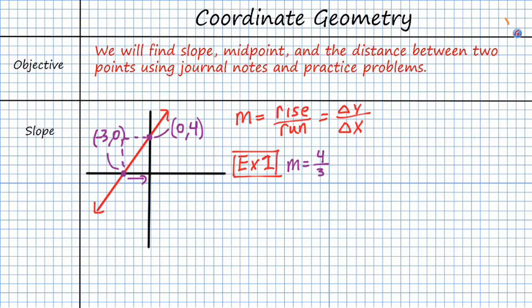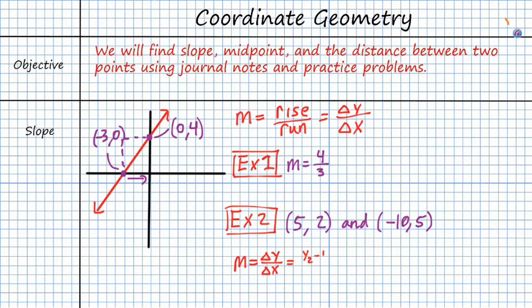Now, if we don't have a graph, we can still find the slope. So if we're not given the graph, and instead we're just given 2 points, 5, 2, and our second point will be negative 10, 5, then we still have a way to do this, right? I know that m is equal to that change in y over change in x. And the way that I can describe that is y2 minus y1 over x2 minus x1.